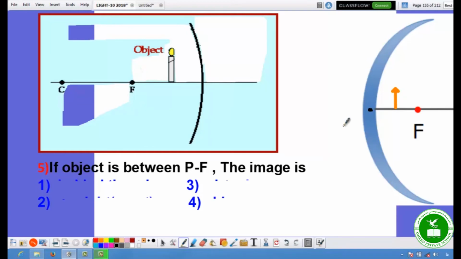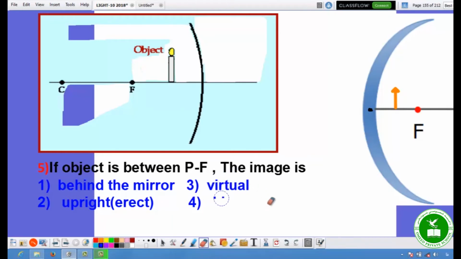Okay, if the object is between pole and focus, as you see here, then what will be the properties of the image? Okay, let's see here. It's behind the mirror. Behind the mirror means this side. Next property, it is upright. Next, it is virtual and bigger than the object itself.